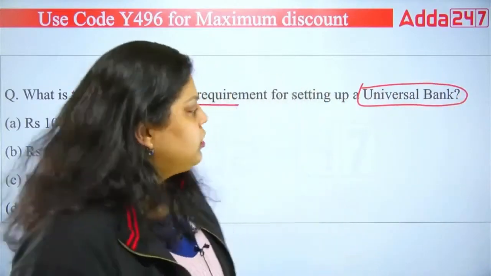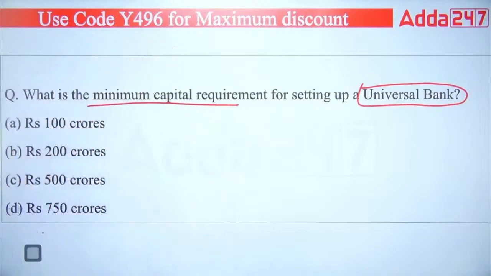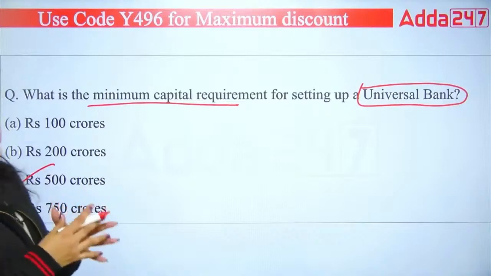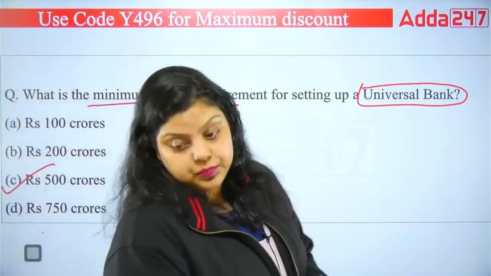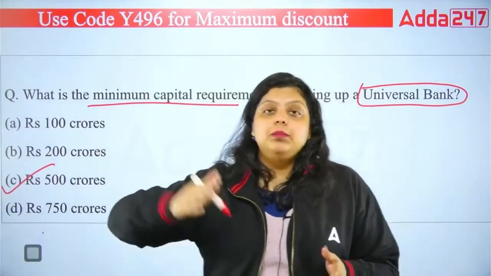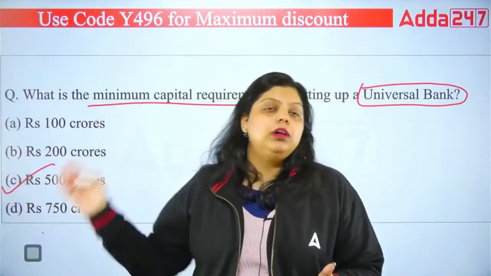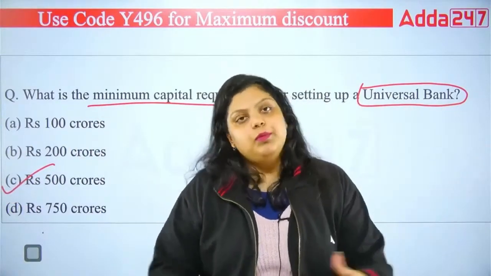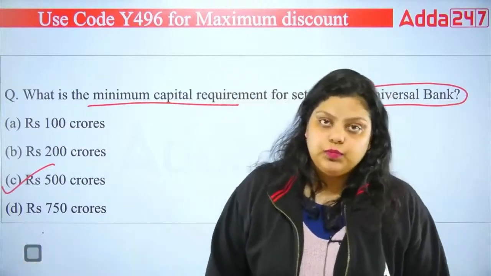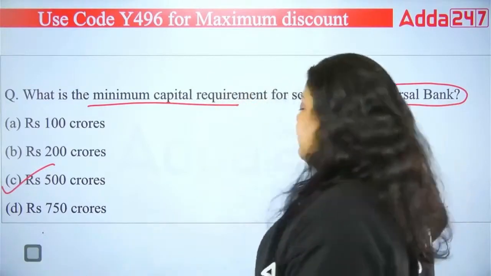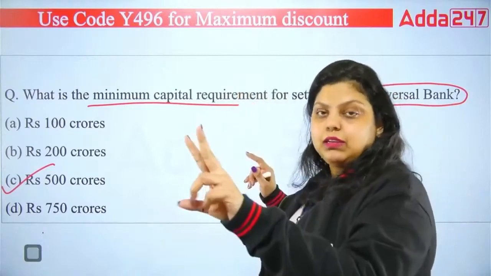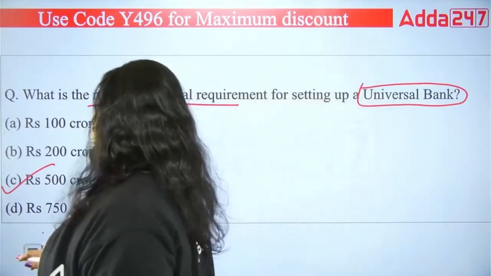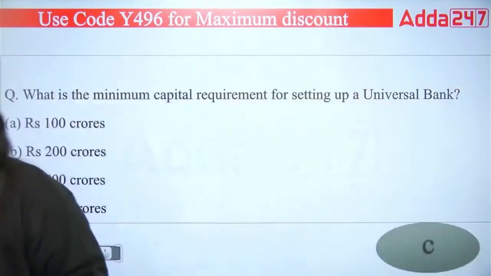That is your universal bank, and that's your universal banking. And to start universal banking, you need 500 crores initial capital, or I can say minimum capital requirement. Like SBI, PNB, Axis Bank, ICICI Bank, all these are a type of universal banking, because they are providing all the services under one roof. So universal banks, public sector banks, and private sector banks need 500 crore minimum capital to start their business. So the right answer is C.